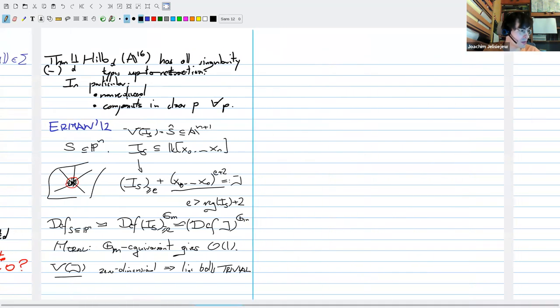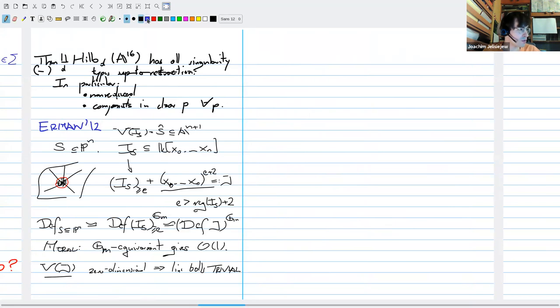So therefore, I should formulate the theorem by Erman. And the theorem just says that if you consider the Hilbert scheme of D points on An, and I guess this N should be like five, but maybe let me just put this to be on the safe side, then it has all singularity types. So for every singularity type, you can have this point, but only if you consider the Gm equivariant deformations. So this Gm equivariant part is very important.